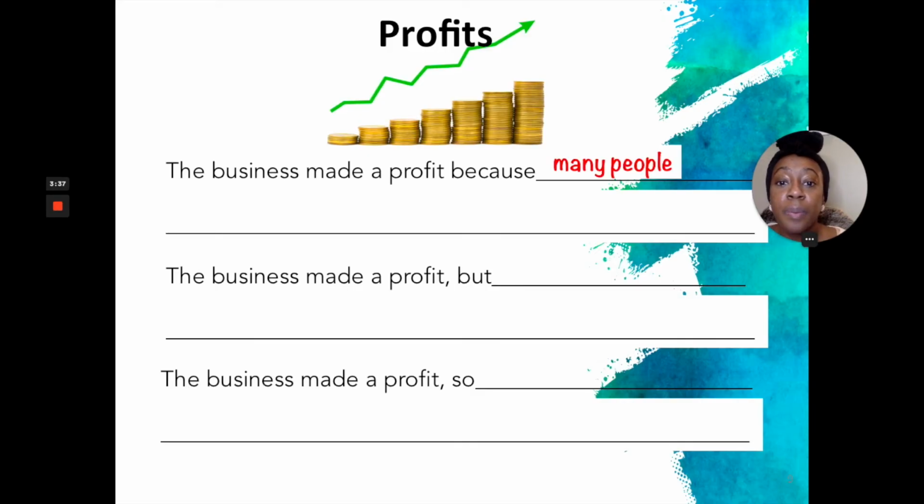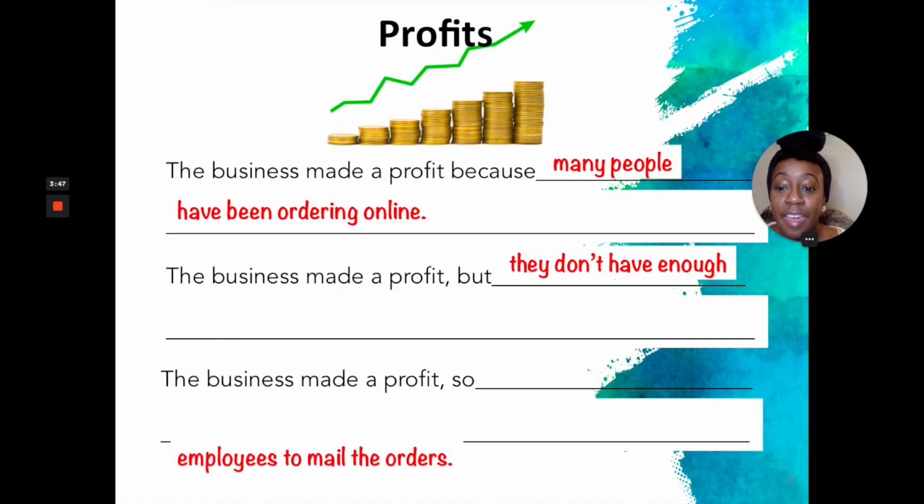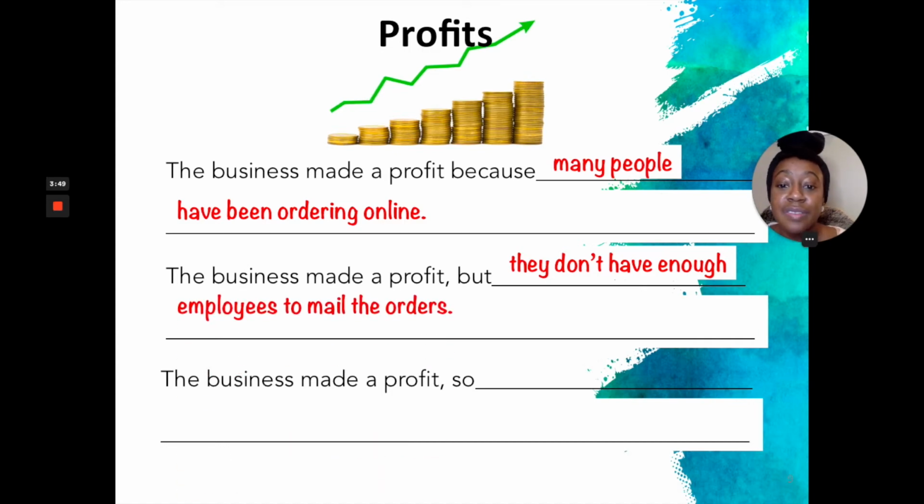The business made a profit because many people have been ordering online. The business made a profit, but they don't have enough employees to mail the orders. The business made a profit, so they will hire new employees.